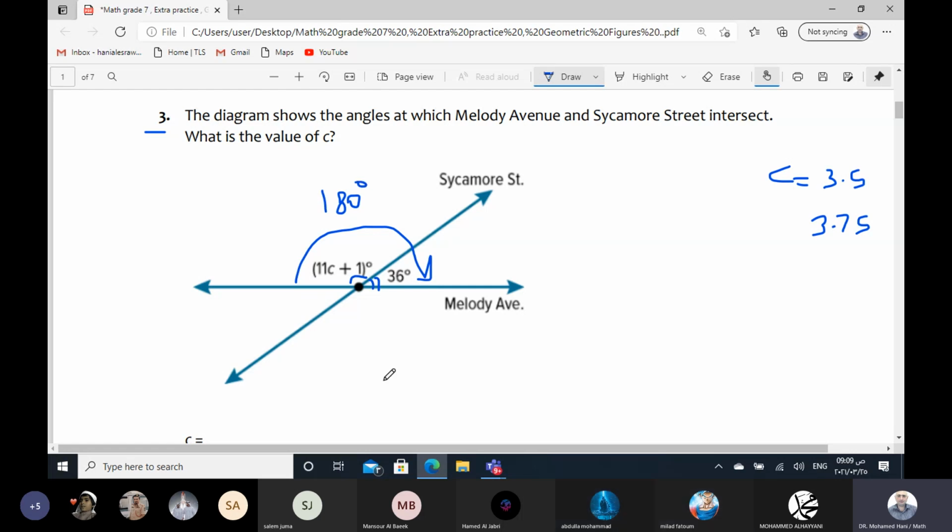So we can write equation here. The first angle here 11c plus 1 plus the second angle here plus 36 equal the straight angle here will be what? 180.